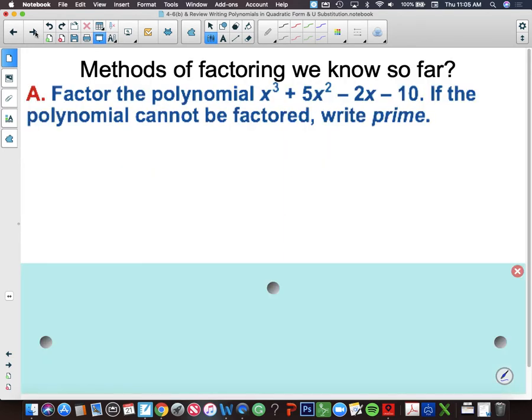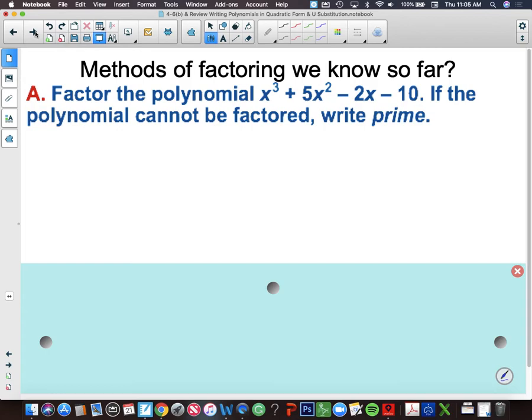So starting into it here, we did this yesterday, so methods we know so far. They would be the reverse FOIL, greatest common factor, that stuff. Cubes patterns we know now. This one, there's 4 terms, so that means we know factor by grouping. All right, so let's do this one quick. I'll have you do one on your own.